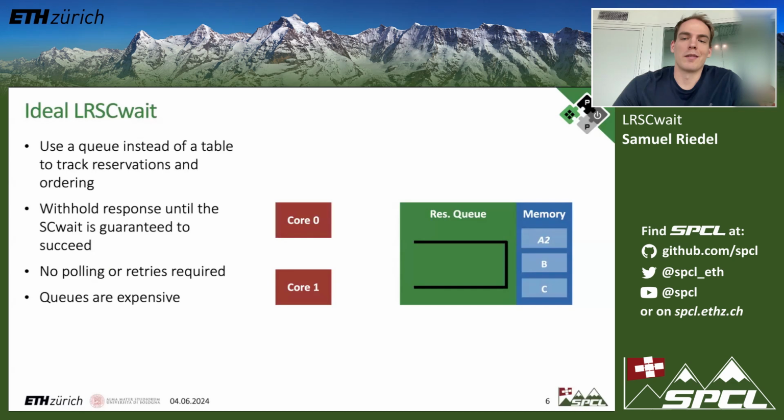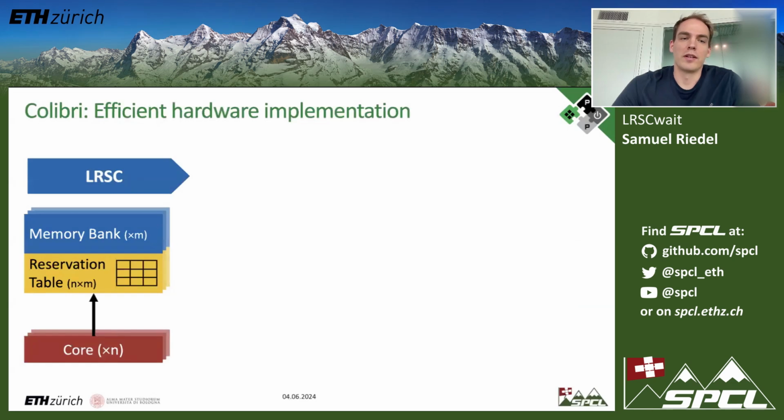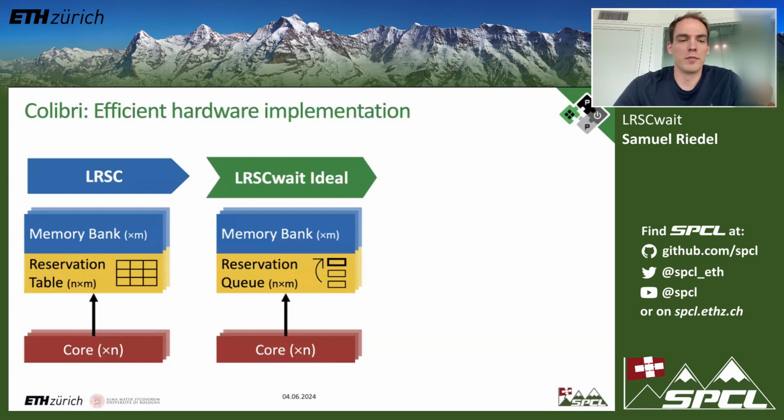But the thing is, queues are super expensive. And if we have multiple memories and many cores, because we need one entry per core, these queues can get huge. So what we do essentially, we move from load reserve, where we have a reservation table, one at each memory bank. So this is complexity n times m with n cores and m banks. We move to load reserve store conditional wait, which has the same complexity but in queues.